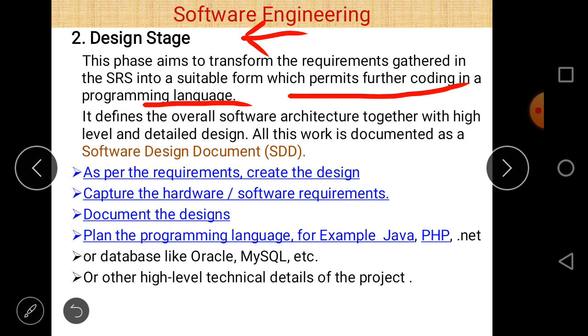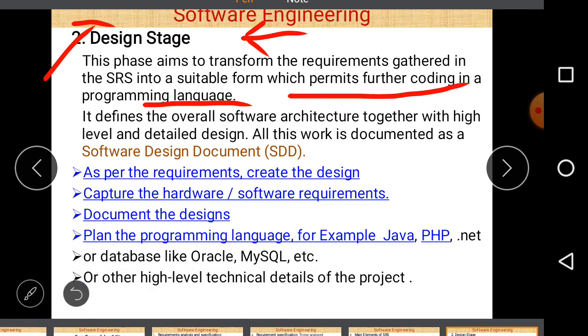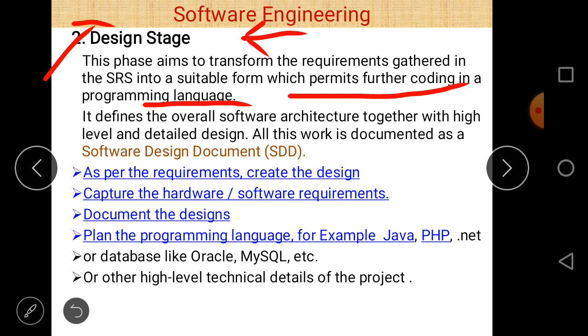It defines the overall system or software architecture together with the high-level and detailed design. So in this, detailed design is also discussed, and it basically contains the overall software architecture. So the overall software architecture is built in this phase, that is design stage. And there is a report also at this level, and this report is called the software design document. Remember that in the requirement analysis and specification phase, there is a report named SRS, which means software requirement specification. And in this phase, design stage, there is a report named software design document.